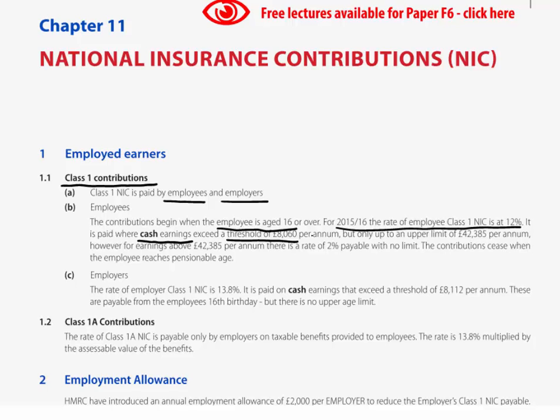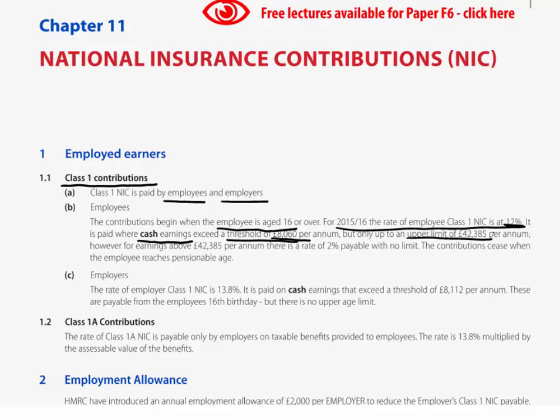So we established the level of cash earnings. Mostly for us in a question, it's likely just to be the salary figure for the year. We will pay at a rate of 12% on those cash earnings over £8,060, up to an upper limit of £42,385. So on any cash earnings between those limits, 12% Class 1 NIC is paid by the employee.